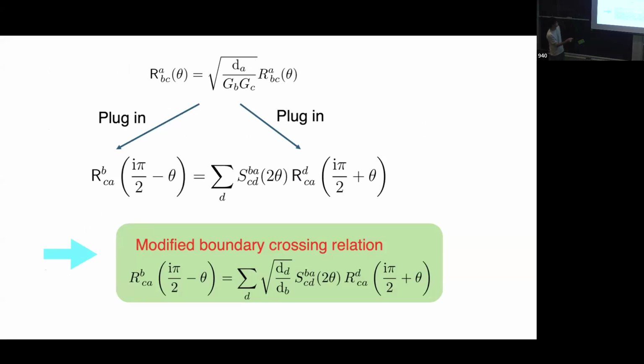Then by plugging these expressions into this one, we obtain this modified boundary crossing relation. Importantly, these ambiguous parts can be cancelled on both sides because these ambiguous factors depend on B and C, but here C and C appear in the same root, and so this part cancels each other. So then the remaining is this non-trivial quantum dimension. So this is the main result of our work.